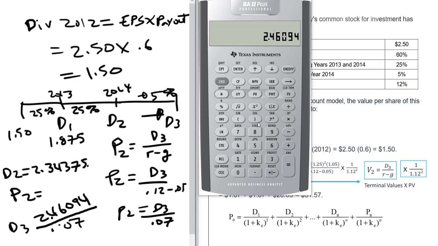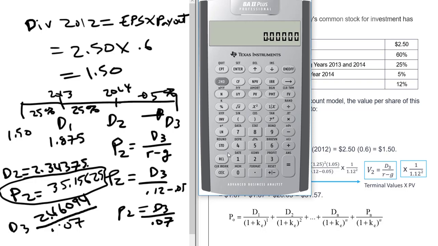So P2 is D3 divided by R minus G, which we've calculated to be 0.07. Keeping the calculator up, D3 divided by 0.07, and we've got a P2 of 35.15625. So now what we need to do is calculate the present value of the dividends, the present value of D1 and D2, and the present value of the P2.